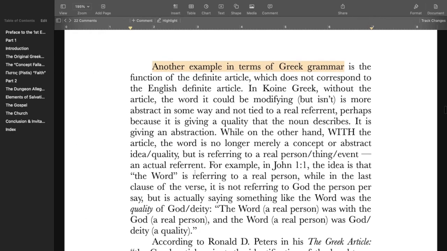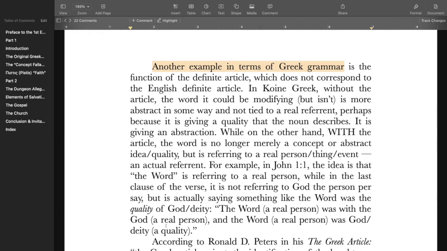The idea is that the word is referring to a real person, while in the last clause of the verse, it is not referring to God the person per se, but is actually saying something like the word was the quality of God or deity. The word, a real person, was with the God, a real person, and the word, a real person, was God or deity, a quality, because God there is not used with the article.